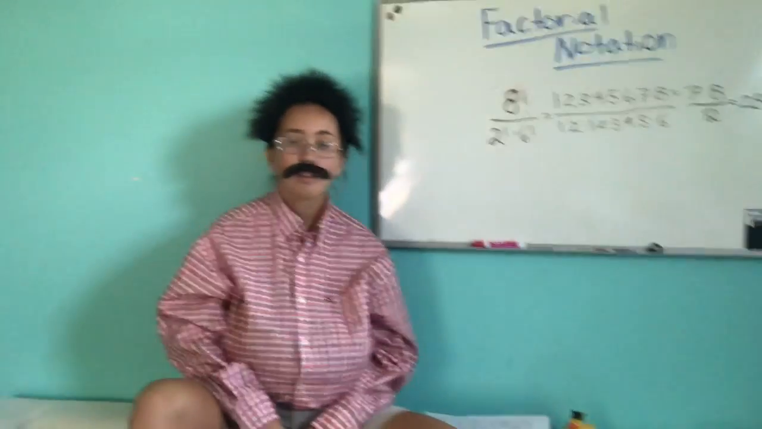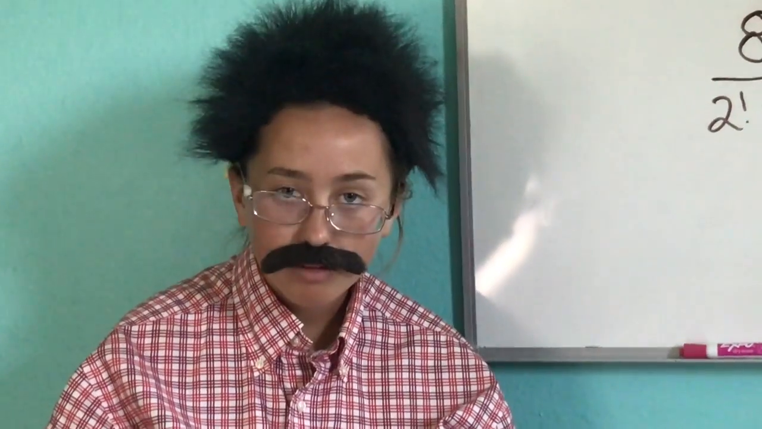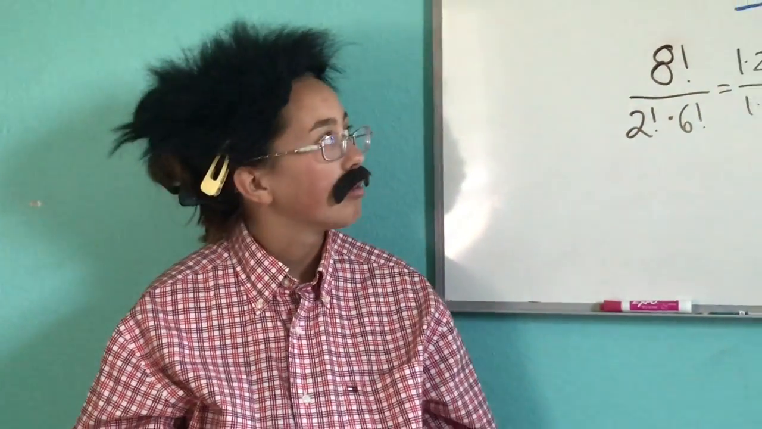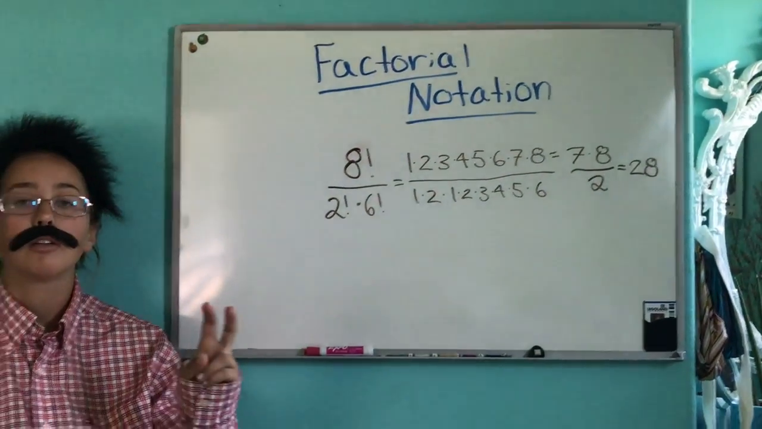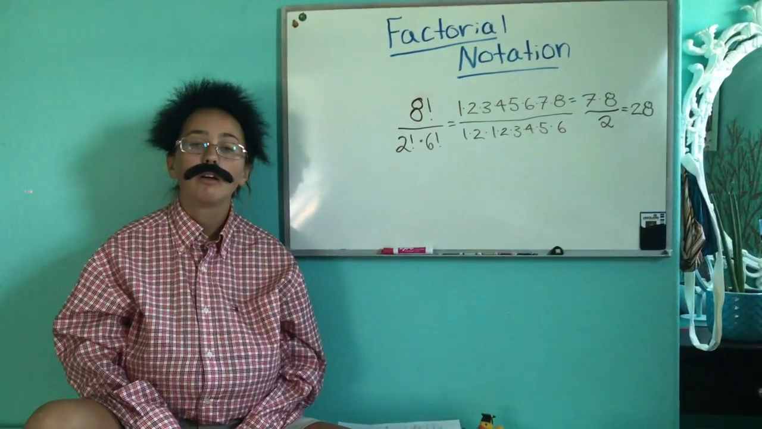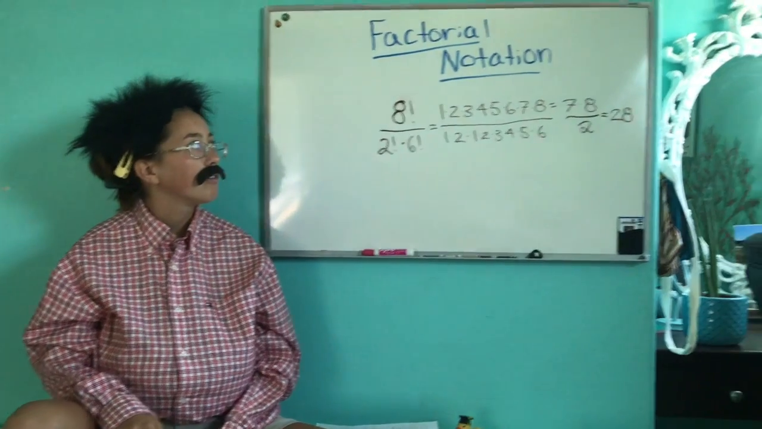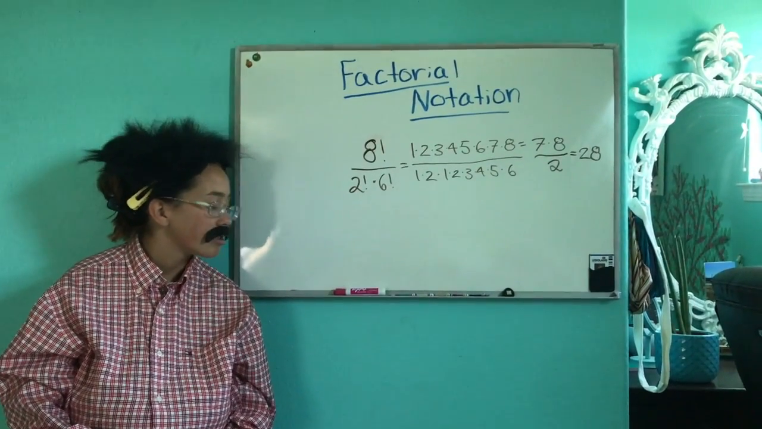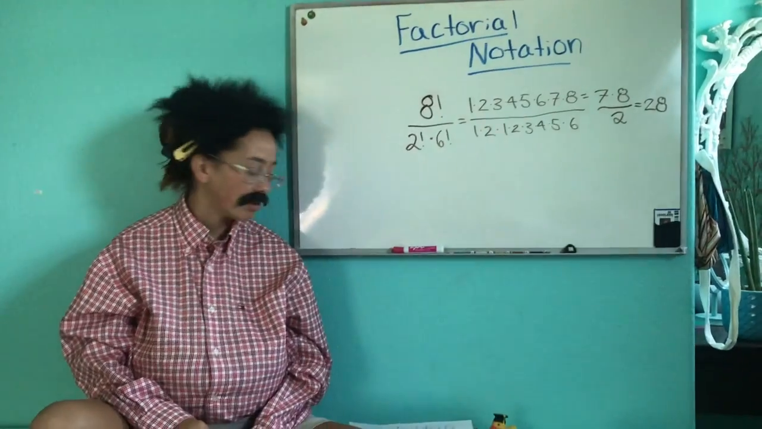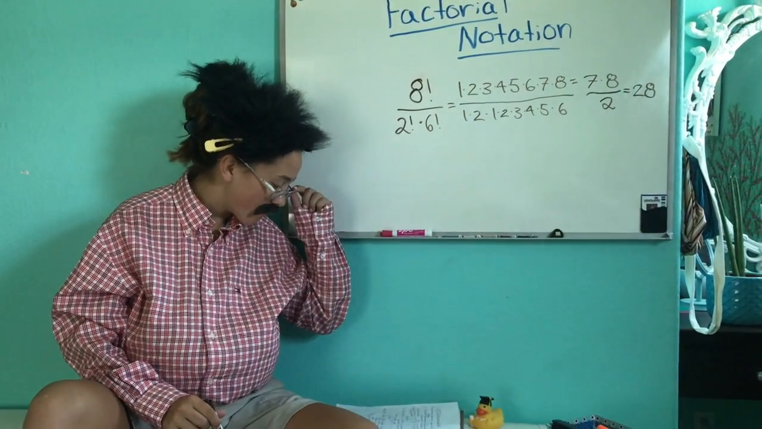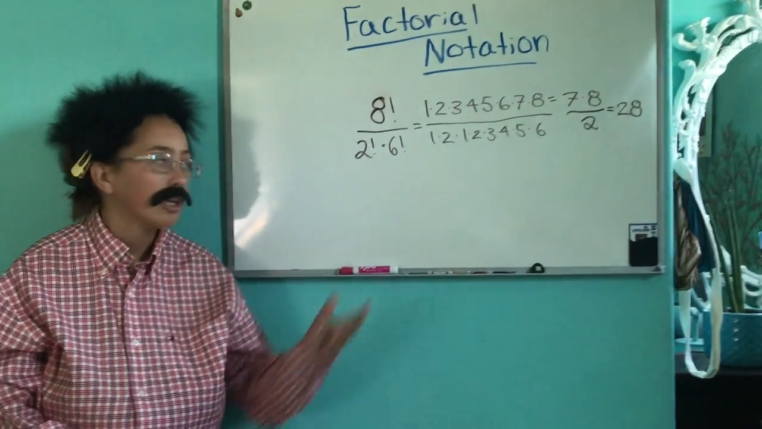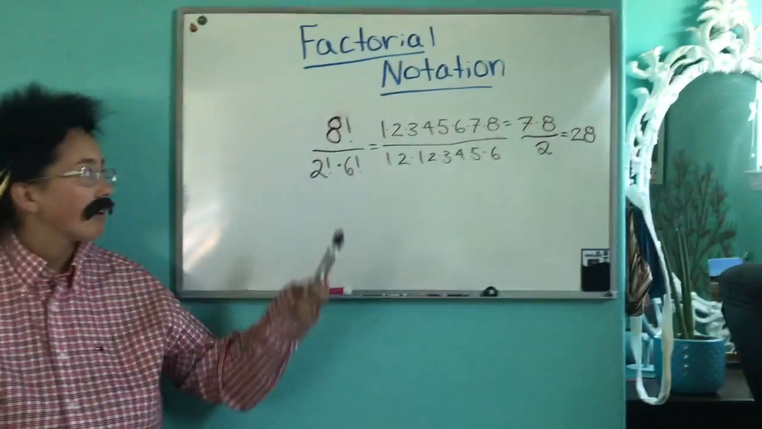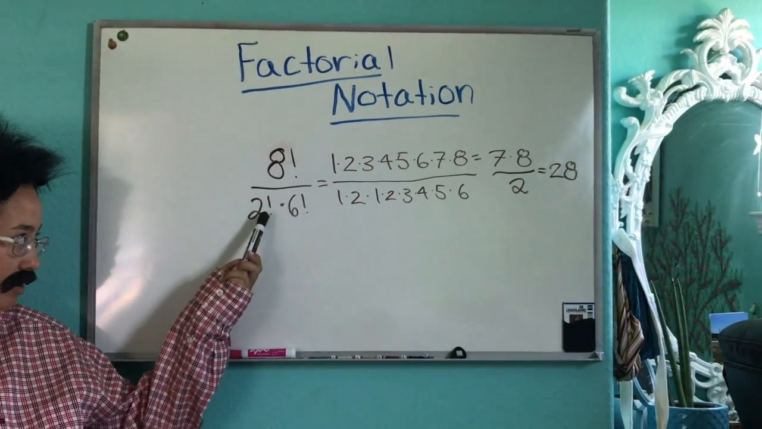Hello, my name is Mrs. Thumbleton, and I will be talking about factorial notation, what is important in second semester of college algebra. Now, factorial notation is important for many processes in math. Now, factorials are special types of products. And here's one example, we have 8 factorial over 2 factorial times 6 factorial.